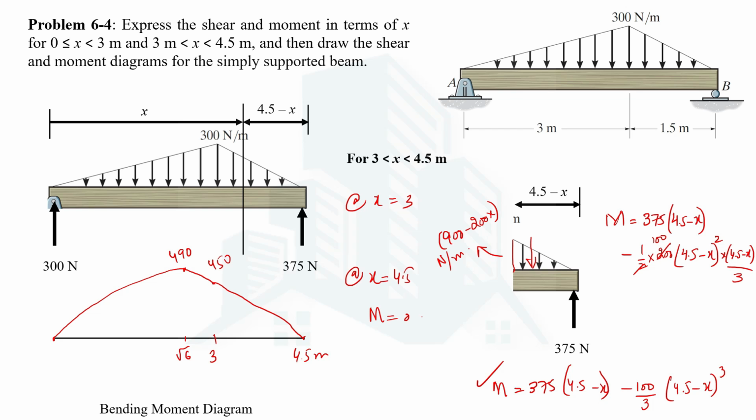So this is how the calculations will be done for this kind of problem, where we are asked to express the shear and the moment in terms of x for both the portions from 0 to 3 and 3 to 4.5, and also to draw the shear force and bending moment diagrams. So that's what we have done so far. I believe you have an understanding of how this kind of problem is solved.